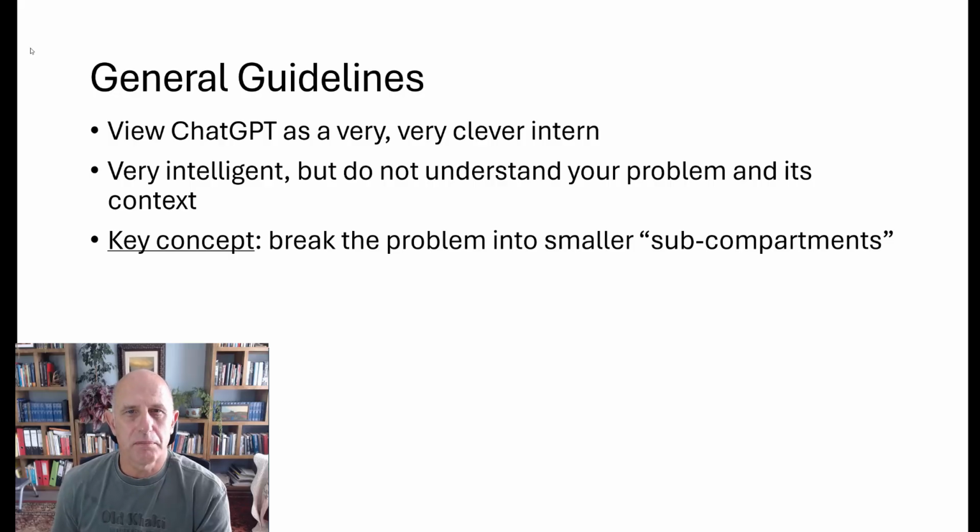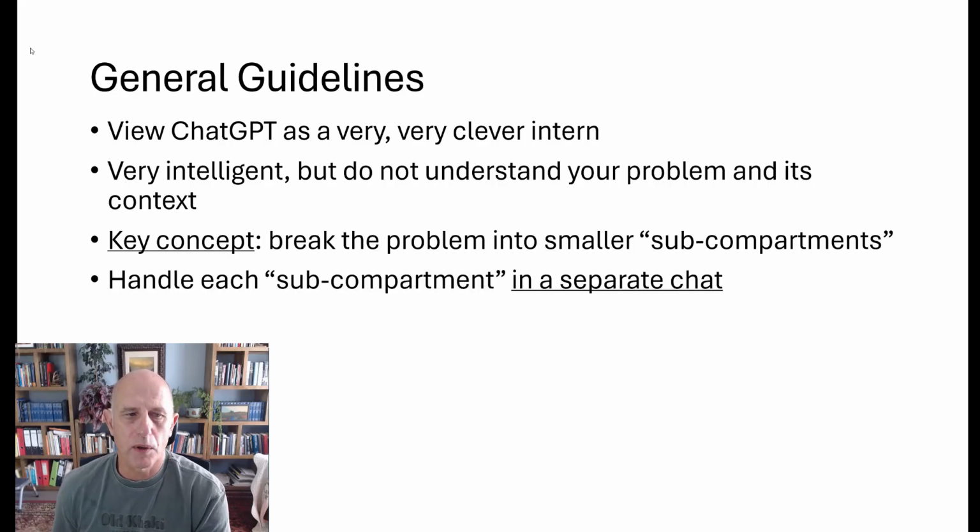The key concept is to break your problem into smaller subcompartments. Don't try to give ChatGPT an overall problem. And then you can handle each of those subcompartments in a separate chat. Try to not have any one of your chats grow too big and too cumbersome, because at this stage I have found that the longer your chat goes on, the bigger the chance that the robot is going to go off script and start giving you answers that don't work any longer. So when you get to that point, rather start a new chat.